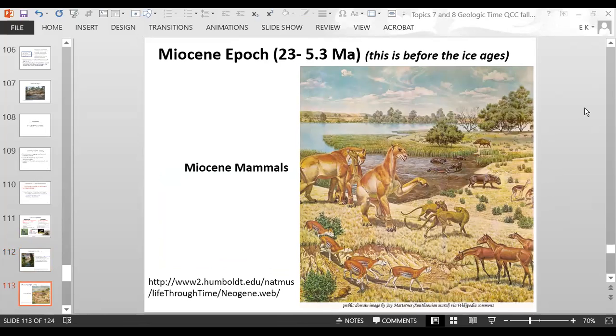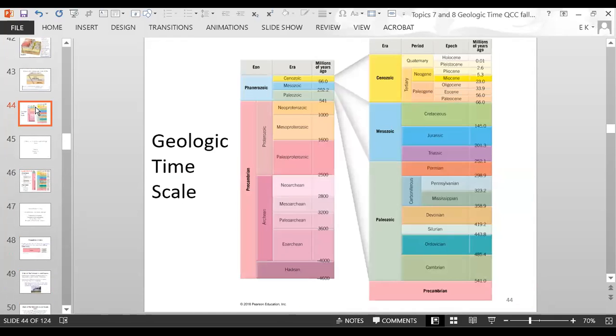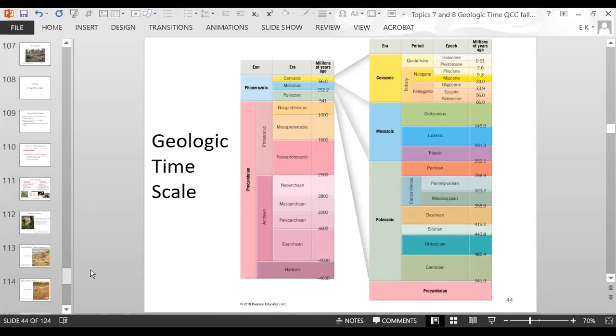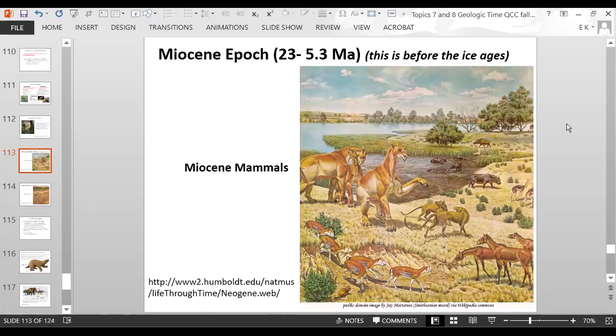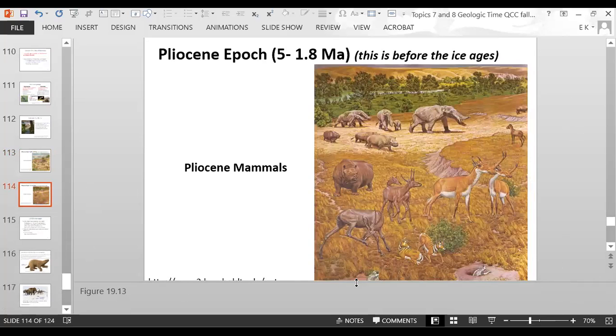Then we had, right before the ice ages, the Miocene. Well, it's not right before, but here, I'll show you. The Miocene is 23 to 5.3 million years ago. Okay, so Miocene is here in yellow. Then the Pliocene happened, and then the Pleistocene. The Pleistocene is when our ice ages happened. This picture here is the Pliocene, the Miocene. So this just shows you some Miocene mammals. Okay. And then we have Pliocene mammals.